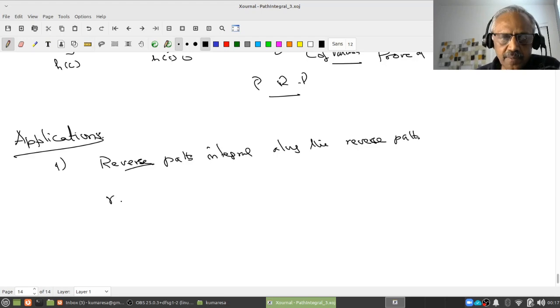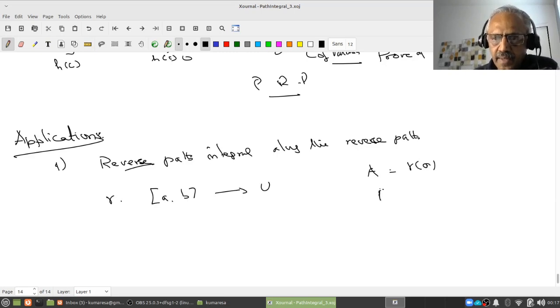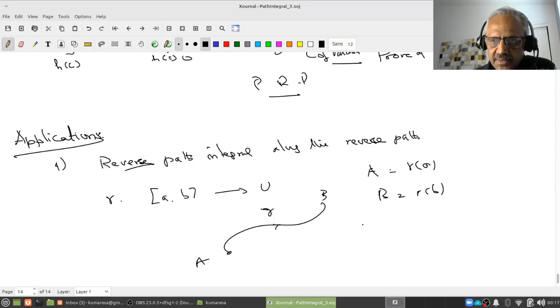So if gamma is a path from [a, b] to U, and let A equal to gamma of a and capital B equal to gamma of b, then this is a path. Maybe this is my A, this may be my B, and gamma goes from here. It's like a train. It starts at time a from the station capital A, and at time b it reaches capital B. Now I want a simultaneous another train reversing the path. That is, at time a it starts from the city B, and at time b it reaches city A, right?